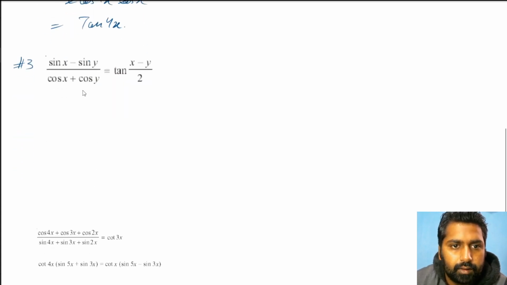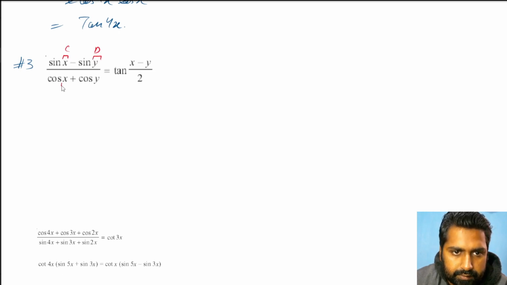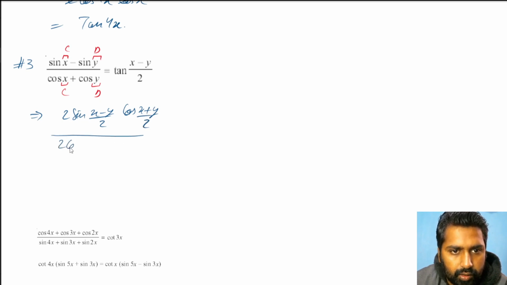Okay. Same thing. This time instead of C and D, they are using x and y. So sine C minus sine D is 2 sine subtraction, x minus y by 2, cos addition, divided by 2 cos x plus y by 2, cos x minus y by 2.